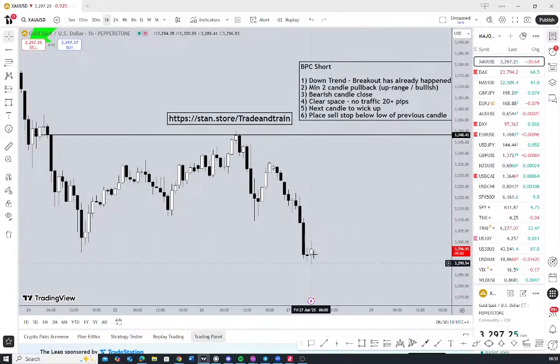And if I get that seller candle and I've got clear candle space of at least 20 to 30 pips, then that's my setup. So then what I'm looking for is the next candle to wick up, and then I'll sell the low of the seller candle. So very, very simple. It's a very simple process. You can see the rules there.